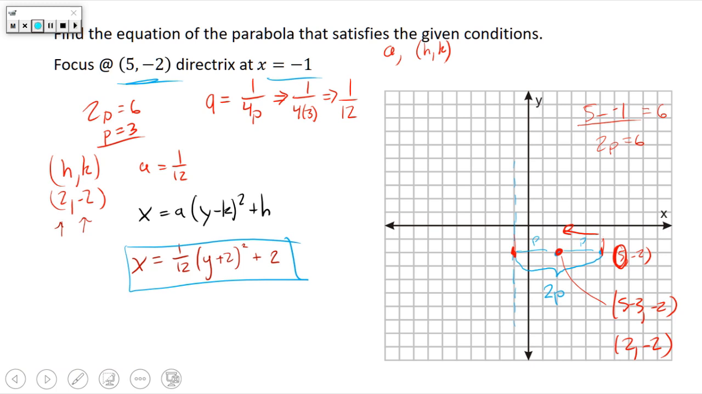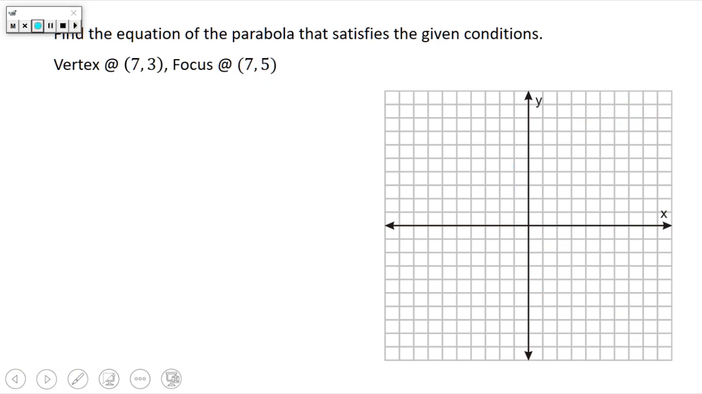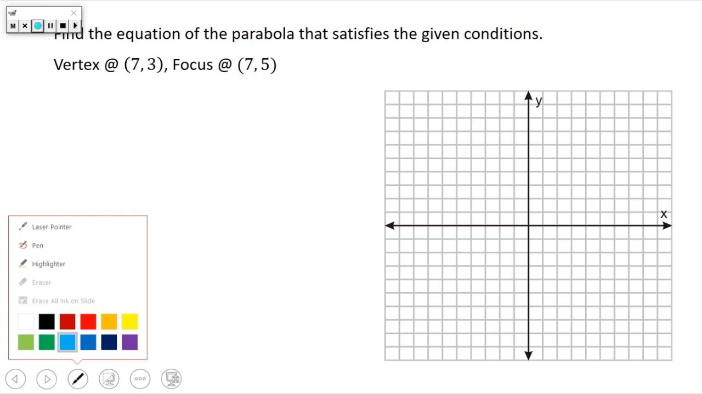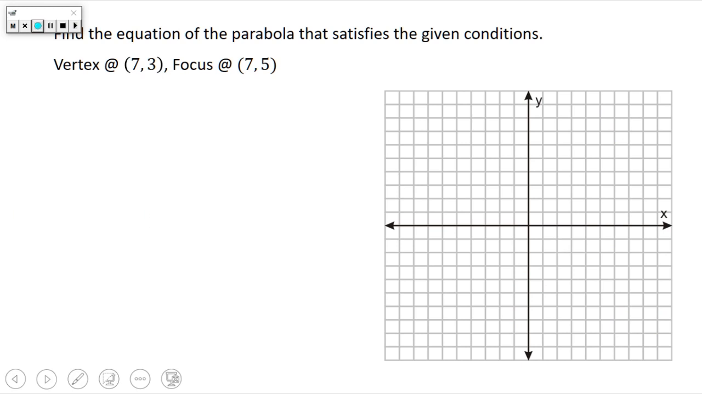These should be quick. This is the last one, actually. Again, we're going to just sketch what we know. Okay, 7, 3, which is 1, 2, 3, 4, 5, 6, 7, 3. And the focus is at 7, 5, so 7, 5 is right there, right? So we're given the vertex and the focus.